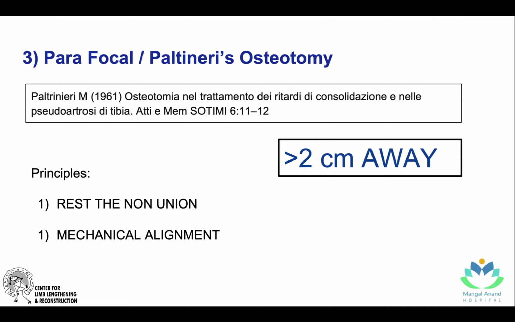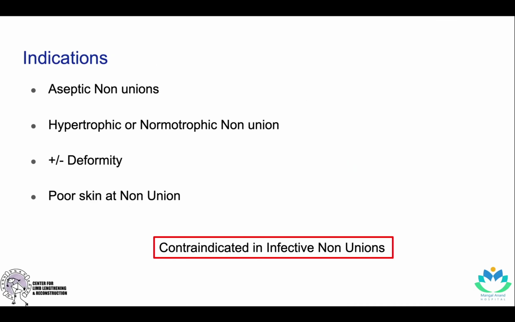And in this case, the Paltinary or parafocal osteotomy is performed 2 to 6 centimeters away from the non-union. It aims at removing all the mechanical forces acting on the non-union site and transferring it to the osteotomy site. At the same time, it allows correction of normal mechanical axis that facilitates contact between the bone ends. Parafocal osteotomy is indicated in delayed non-unions and non-unions where the mechanical movement is predominant, hypertrophic or normotrophic non-unions.